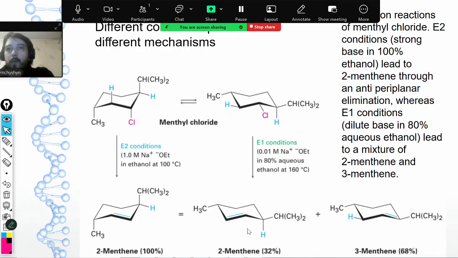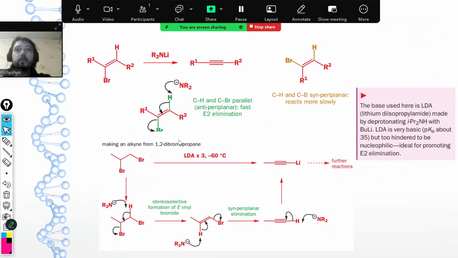Or we can have E1 conditions. These are conditions when the leaving group first leaves, so chlorine first leaves, and you can have different conformations at the moment when the hydrogen atom is abstracted. So any of these two atoms can be abstracted, so you get either a double bond here or a double bond here, depending on which hydrogen was abstracted. But that's E1, because chlorine left. If this is E2, chlorine should leave at the moment we are removing the proton, and basically that locks a certain conformation.